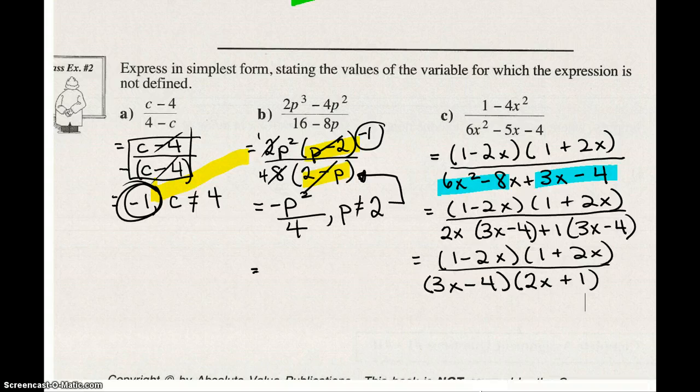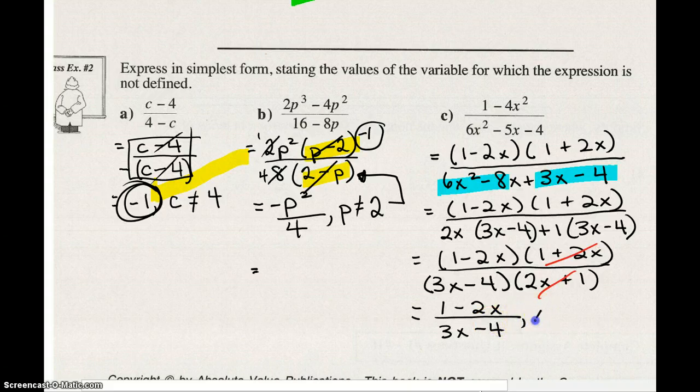Now I go ahead and start canceling. I'm going to grab red. Notice I have a 1 plus 2x and I have a 2x plus 1. In this case, they are exactly the same, so I can cancel those out. There's no negative 1 because they're just a positive number. And then I'm left with 1 minus 2x over 3x minus 4.